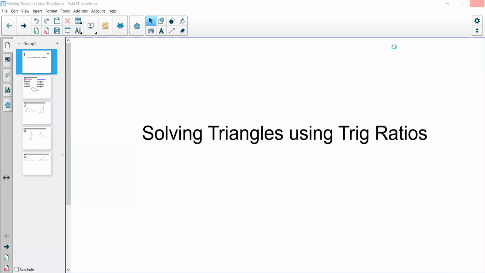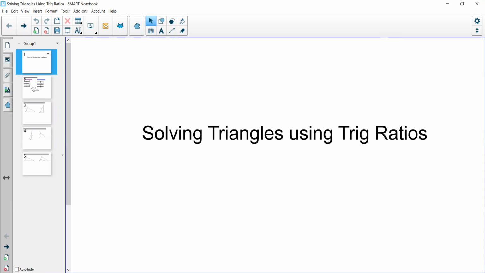Hi, this is Mrs. Kidman, and in this video, we are going to be discussing how we can solve triangles using trig ratios. When we talk about solving triangles, what that means is we are looking at finding all of the sides and all of the angles. Now, in order to do that with trig ratios, we do need a little bit of information. We either need to know two sides of the triangle and know that it's a right triangle, or we need to know one of the angles other than the 90-degree angle and one of the sides.